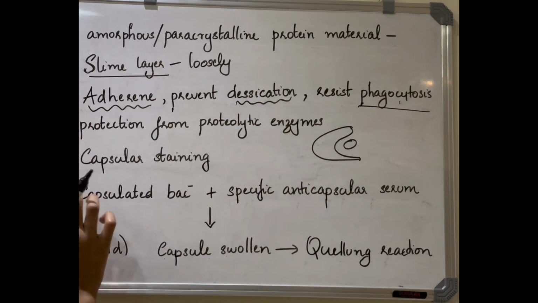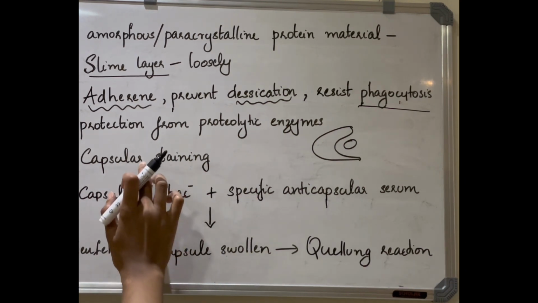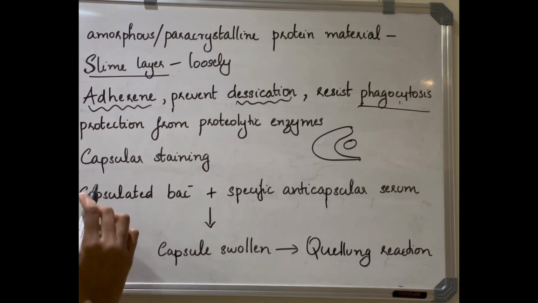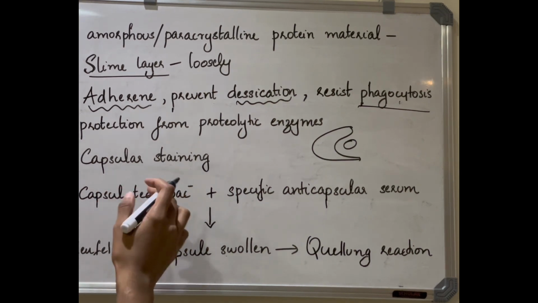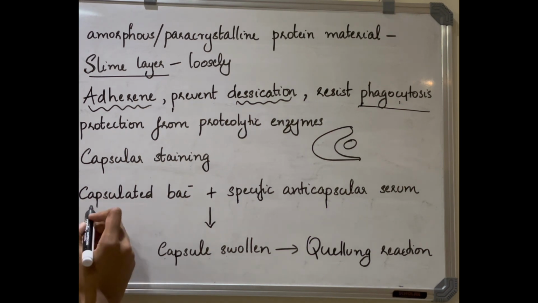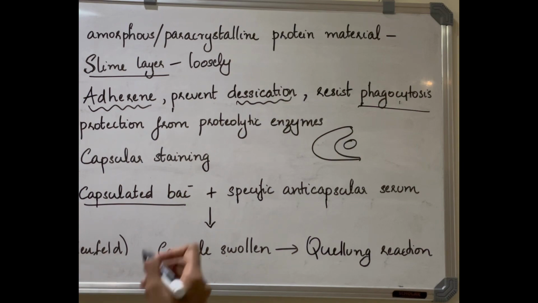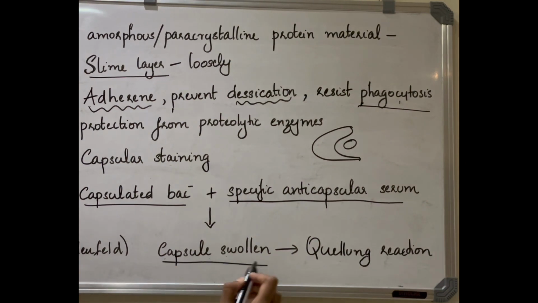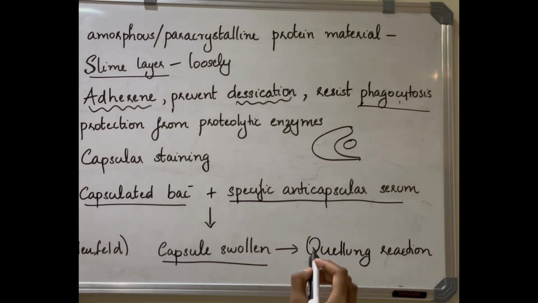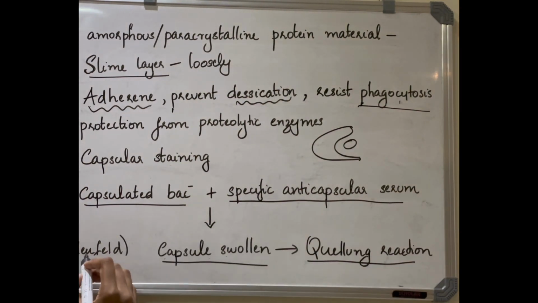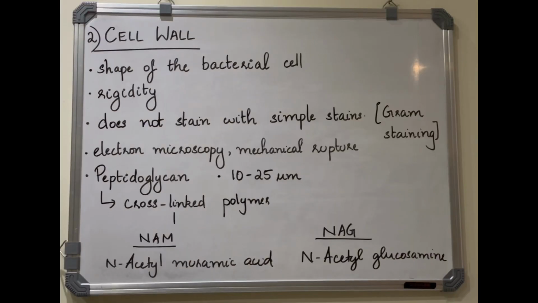The capsule can be identified using capsular staining methods. The staining procedures will be discussed in detail in subsequent sessions. This capsule is antigenic, and hence it can be demonstrated using various serological methods. When a suspension of a capsulated bacterium is mixed with its specific anticapsular serum, the capsule gets swollen, and this is called the Quellung reaction. This Quellung reaction was described by Neufeld in 1902.